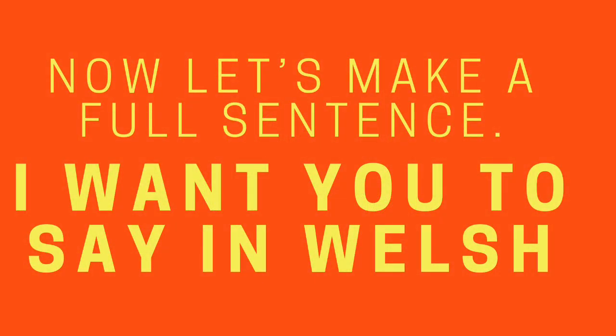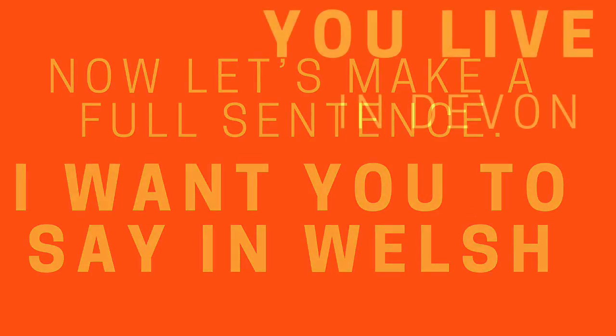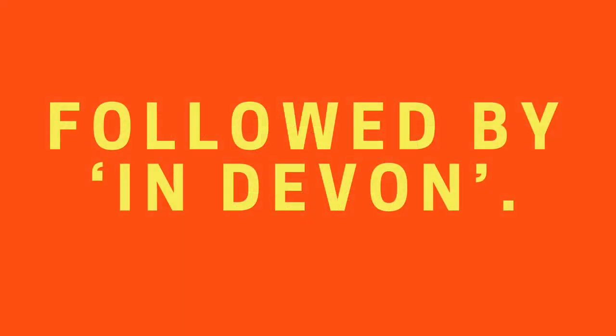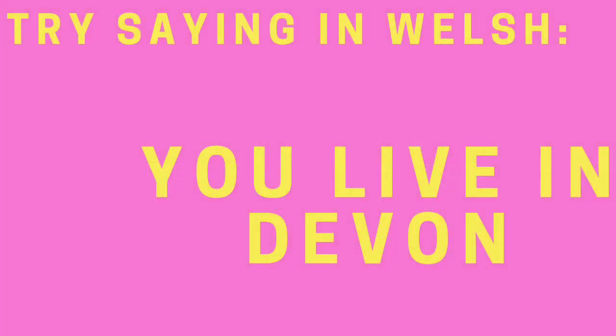Now, let's make a full sentence. I want you to say, you live in Devon. We will use the informal form, which you would use when talking to family, friends, children, etc. Wyt ti'n byw? You live. Wyt ti'n byw? Followed by the Welsh for in Devon. Try making the full sentence, you live in Devon.